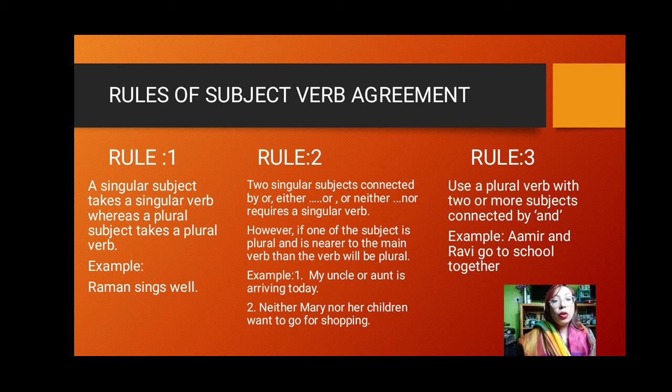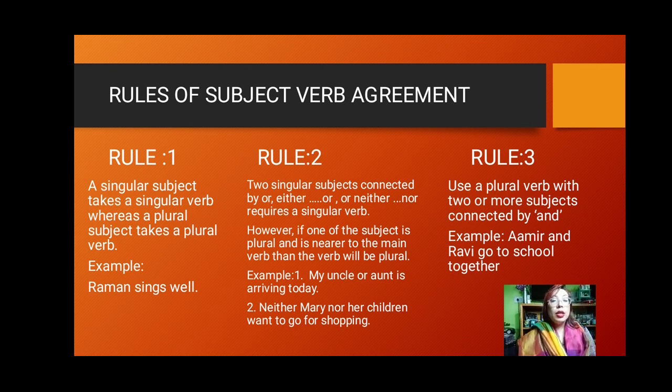Neither Mary nor her children want to go for shopping. Here there are two subjects, right? Mary and her children. But Mary is a singular subject, whereas children is plural. Child is singular, children means more than one. So it is near to the verb want, right? So we don't write, neither Mary nor her children wants to go for shopping. It will be wrong. If the subject nearer to the verb is plural, then we tend to give a plural verb, right? Here you can see children is plural, so the verb is also plural, that is want.